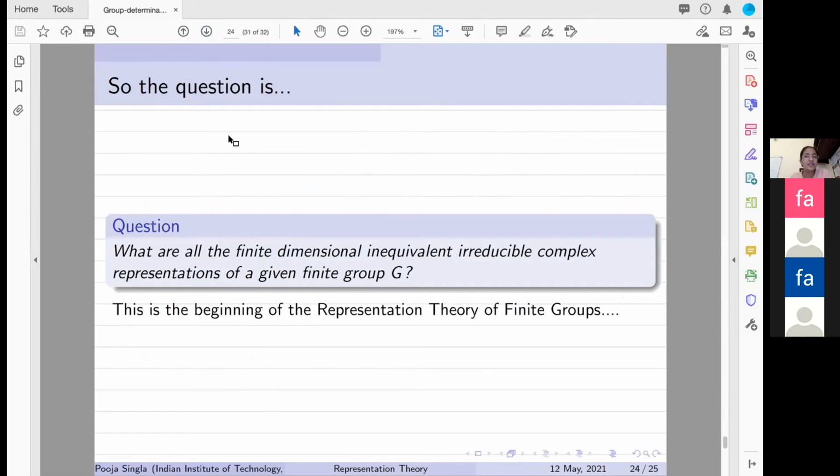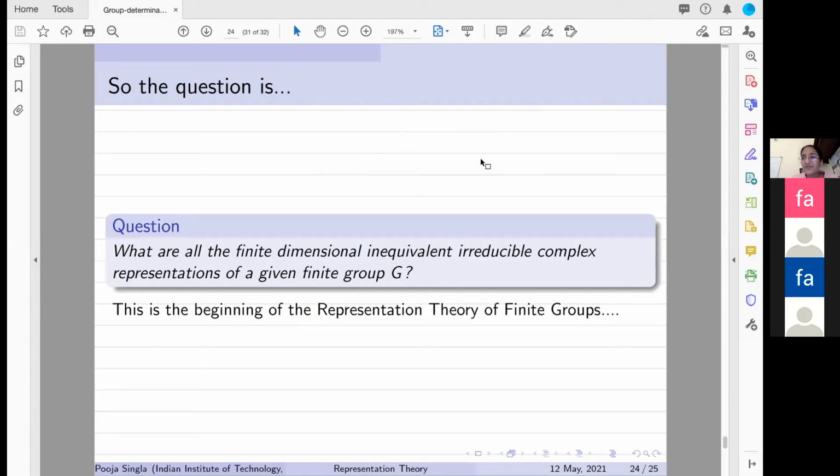So now this justifies what Dedekind gave to Frobenius. Dedekind had the expression for S3, and Frobenius with his general method could do it. But this already opened up many more questions. We have done it for S3. Now if I want to know the group determinant for a general finite group, the question I need to ask is: what are all the finite dimensional, inequivalent, irreducible, complex representations of a given finite group G?